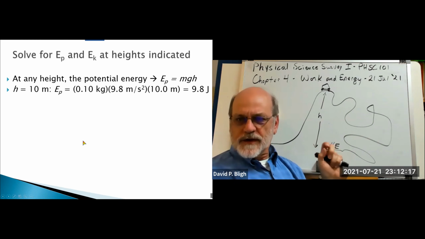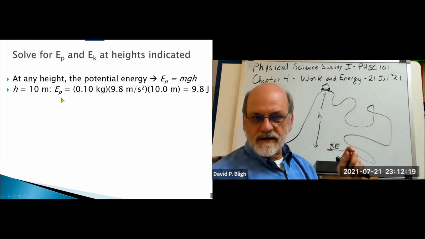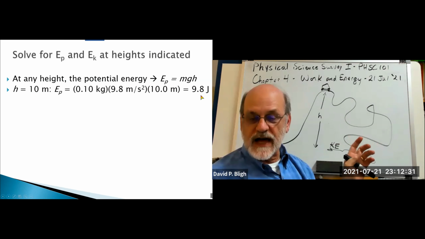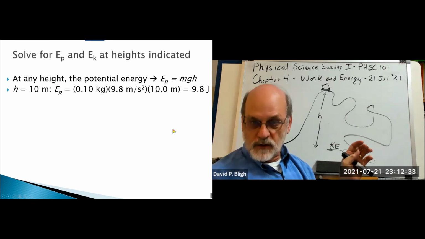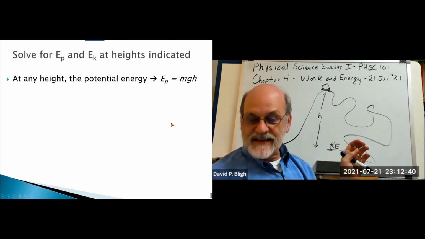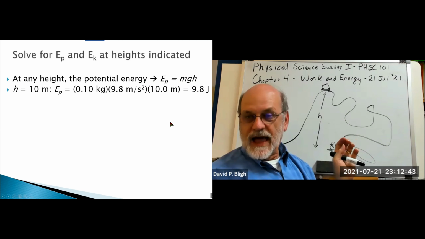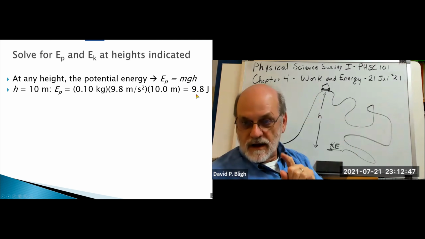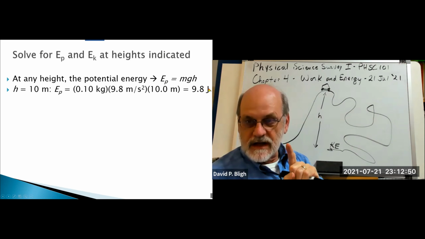Okay, so for this example, we have a rock that is at 10 meters, and we're saying now that the rock weighs 1/10 of a kilogram. Now that we can do the calculation, we know that its potential energy was 9.8 joules at this height right up here. That's how much energy is stored. And no matter what happens between 10 meters and the ground, that amount of energy is the total.